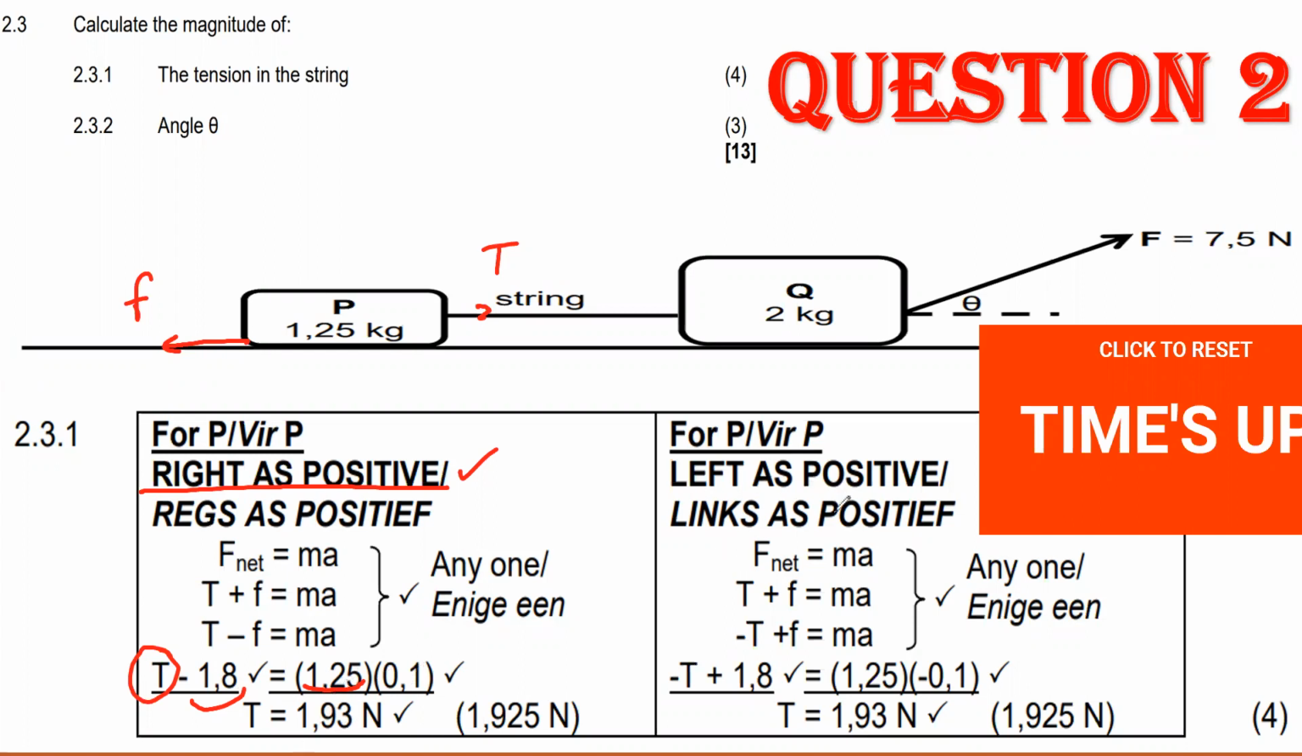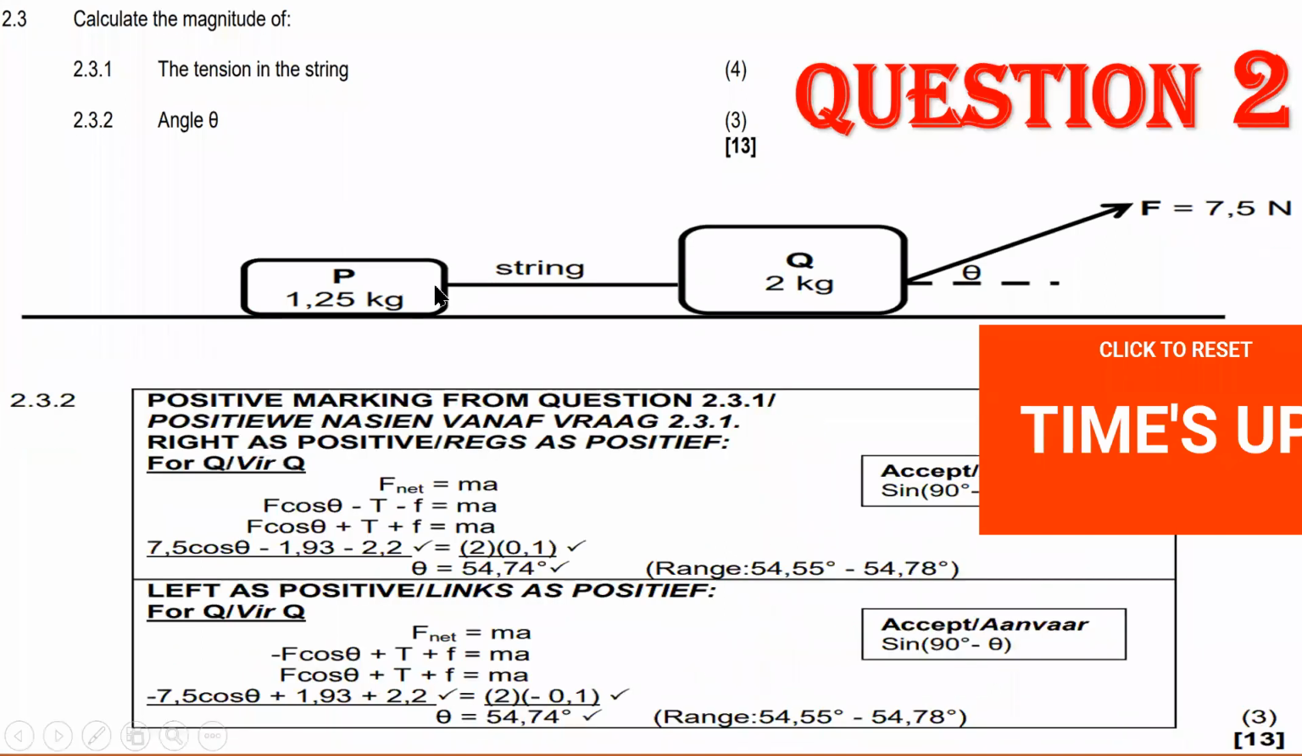If you say left is positive, now you are going to write friction minus tension, or minus T plus F. You are using that and then getting tension force. Easy one. So using Newton's second law for object P. And next question, the angle. We are going to calculate now. You know the tension force and you already know the applied force.